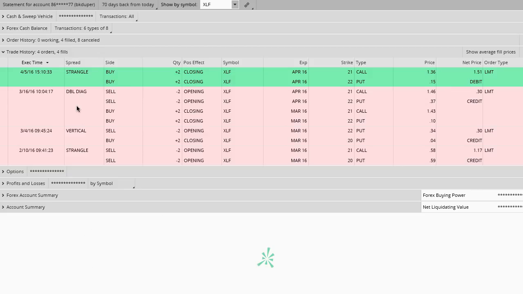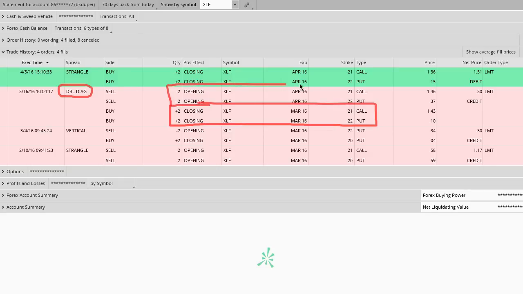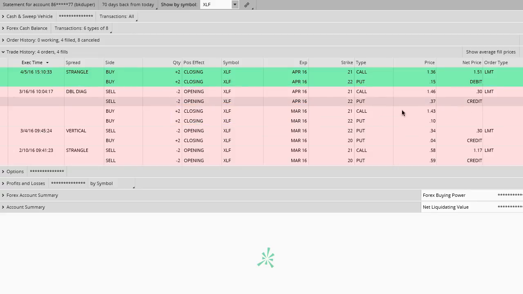So again, going back to our charts here, you can see we used one single double diagonal order. You can do it in 2 orders. It doesn't really matter. We closed out of our March strangle, and then we reopened the exact same strike prices out in April. So we closed out of March, reopened the same strike prices in April, and did all of that for an additional $30 credit. So now you can see we just continue to bank these credits.